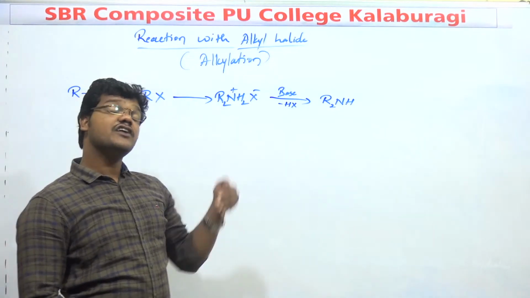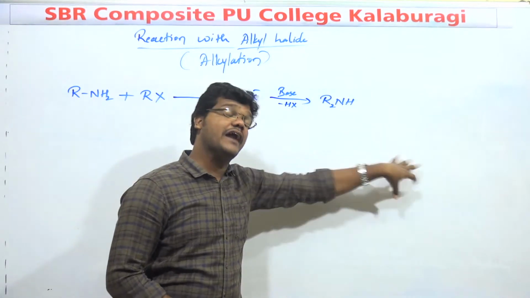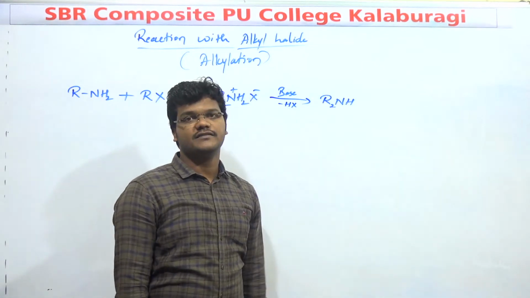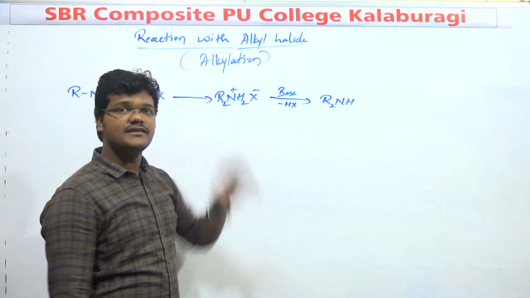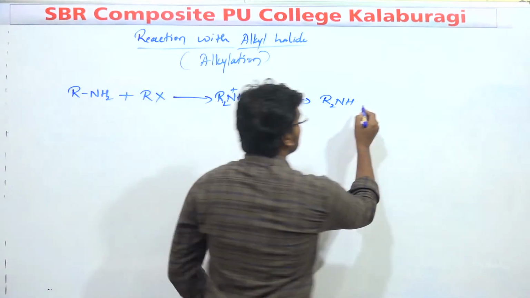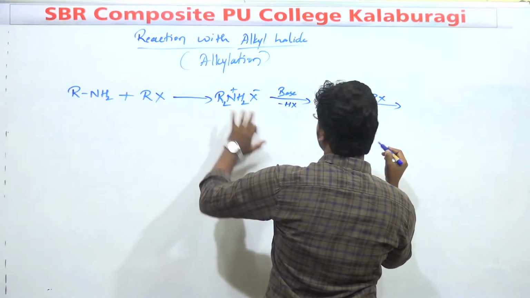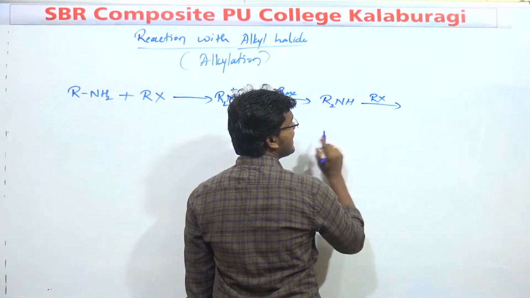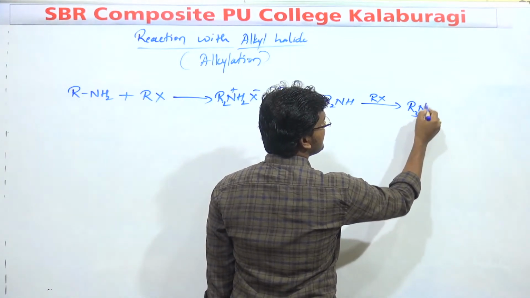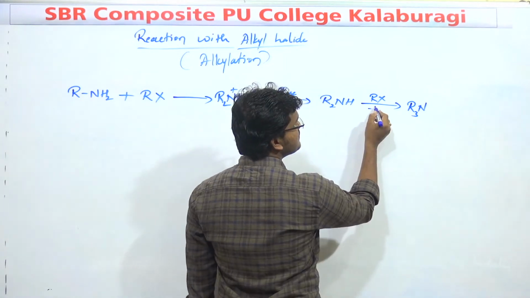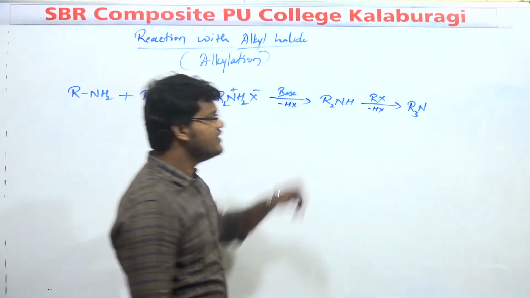I can even convert tertiary amines to what? Quaternary ammonium salts, again by adding one more mole of alkyl. So addition of alkyl group is nothing but alkylation. Similarly, I will write directly this time. I will skip this step. R2NH, I am adding RX. What am I going to get? I am going to get R3N, because there will be minus HX. R3N, I am having tertiary.